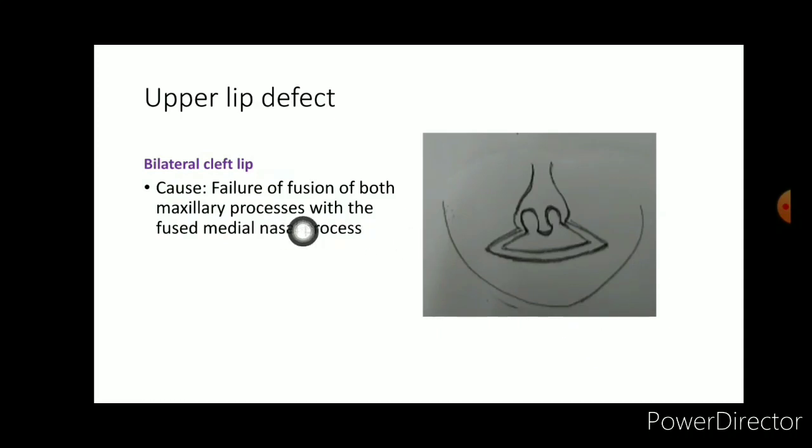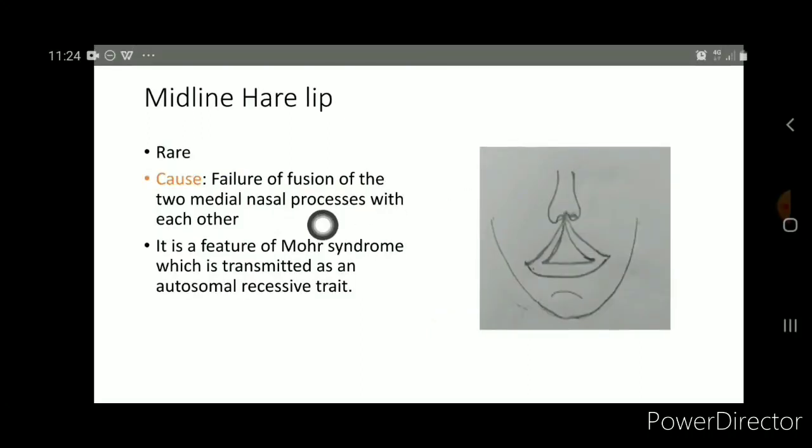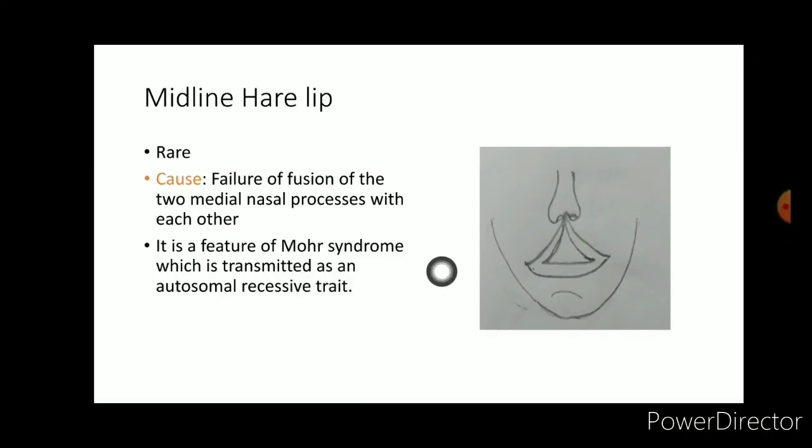Bilateral cleft lip is due to failure of fusion of both maxillary processes and the fused medial nasal process. Midline hare lip is a rare condition, caused by the failure of fusion of the two medial nasal processes with each other. It is a feature of Mohr syndrome, which is transmitted as an autosomal recessive trait.